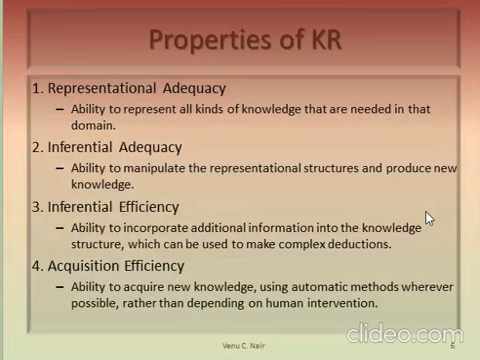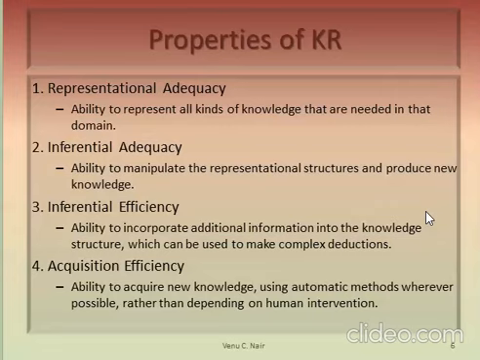Then some properties of knowledge representation. One is representational adequacy. It is the ability to represent all kinds of knowledge that are needed in that domain. Our representation should be adequate to cover all the needs in a domain where the problem is existing. That is known as representational adequacy.